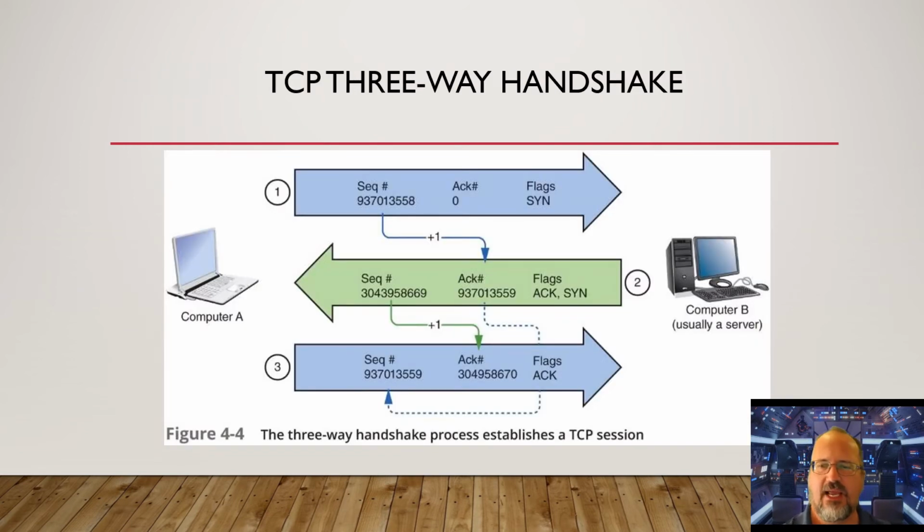And there's just a pictorial representation of a three-way handshake. We have computer A on the left, computer B on the right, and here's what you might actually see. So the sequence number for A becomes the acknowledgement number when B sends it back. Follow? The sequence number for B becomes the acknowledgement number for A when it sends it back. Okay?